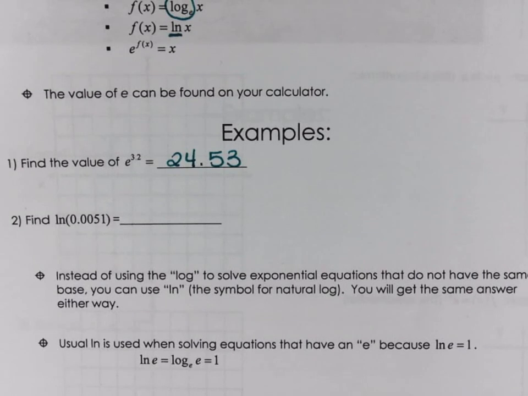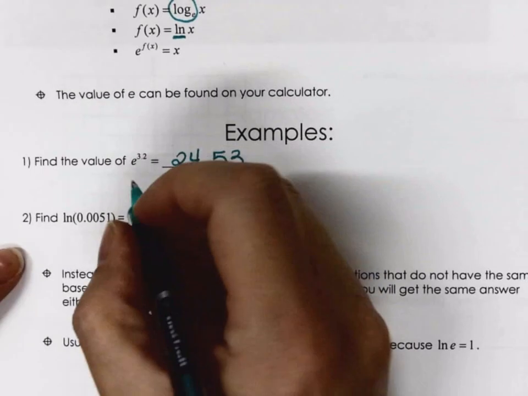Okay, all right. Guys, the reason why we do this is to practice, because each calculator uses different keystrokes, so you just need to be comfortable with your calculator. So now do the natural log of 0.0051. This is just your ln button and then the decimal. Negative 5.28? Yep.